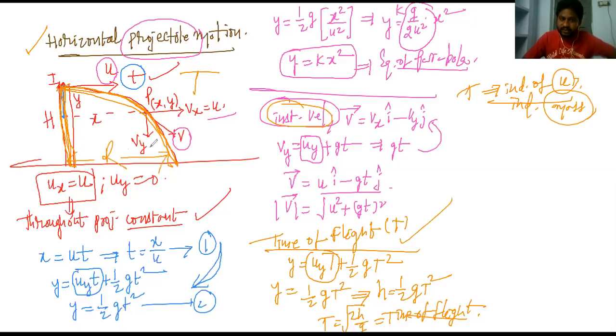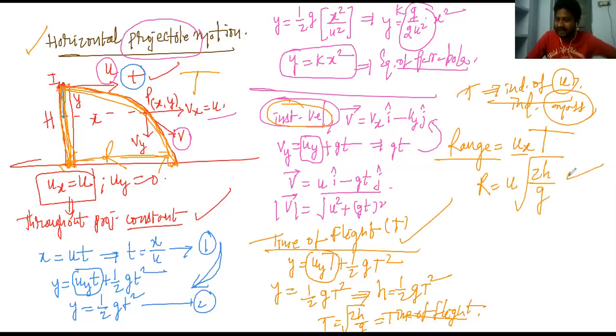Maximum horizontal distance from the foot of the tower to here, that's called range. The range of a projectile in horizontal motion is horizontal velocity into time of flight, because range is horizontal distance, which is equal to horizontal velocity into time. So range is equal to u into root 2h by g. So range is done. Instantaneous velocity concept is done. Time of flight topic is also finished.